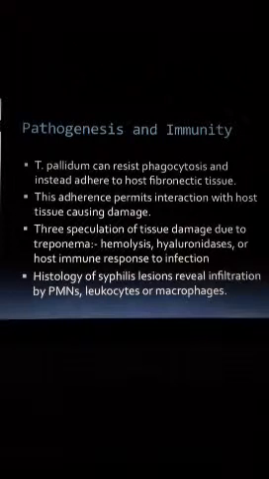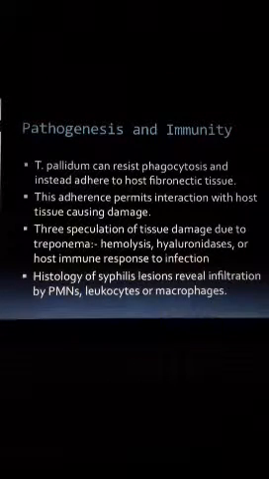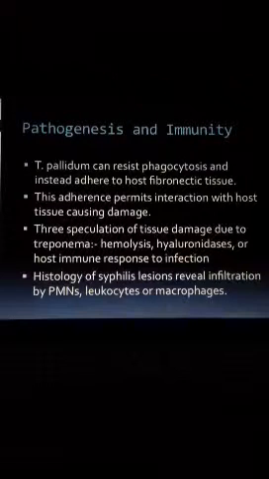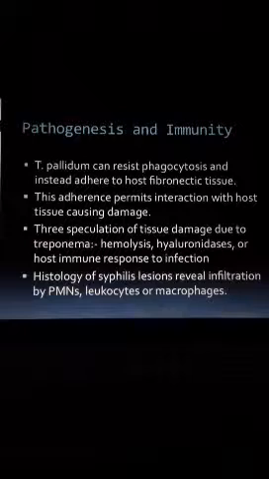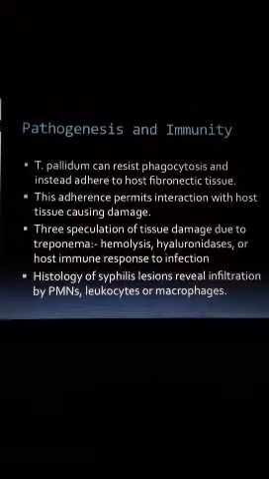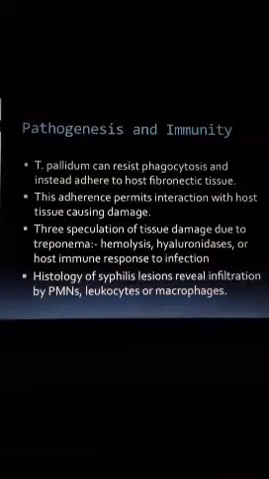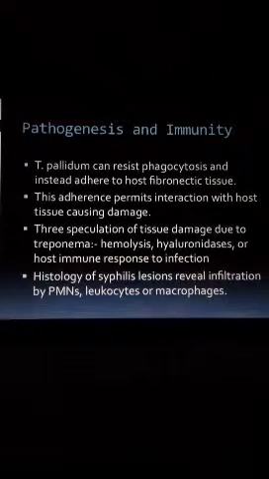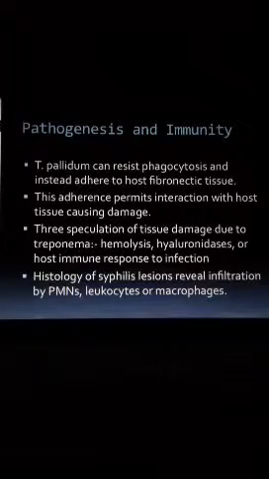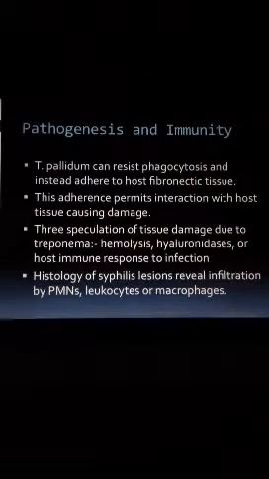Currently, there are three speculations about the tissue damage as a result of Treponema. It is speculated that tissue damage as a result of Treponema could be due to hemolysis, hyaluronidase, or as a result of the host's own immune system trying to fight the infection. Histology of syphilis lesions reveals infiltration by polymorphonuclear leukocytes, lymphocytes, or macrophages.